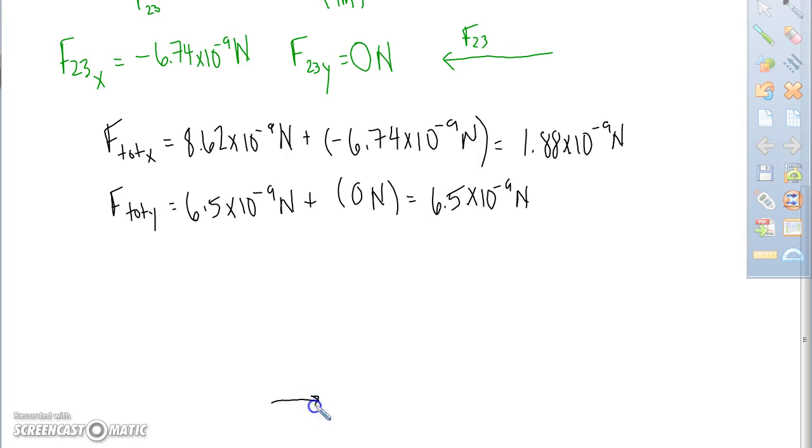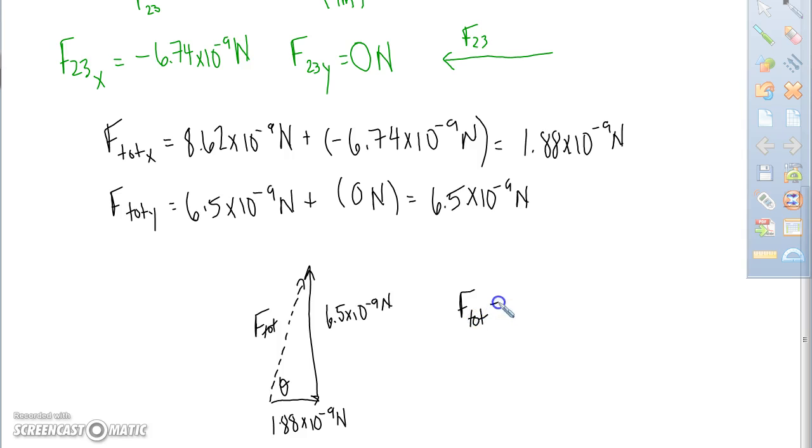The time's going to end, so I'm going to try to do this very quickly. This is the 6.5 to the -9th, and this piece is the 1.88 to the -9th. And F total, what we're trying to find, is the combination of these two forces, which is this. To find F total, we're using trig, the hypotenuse of the triangle, so F total is going to be set up like this.